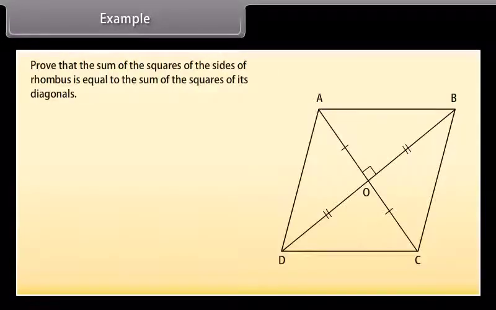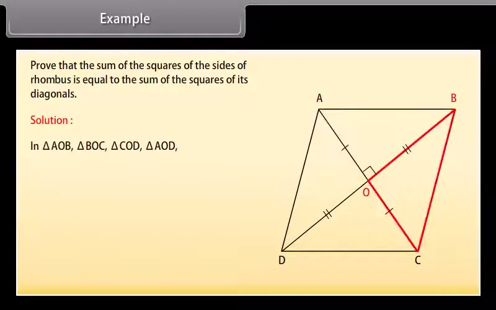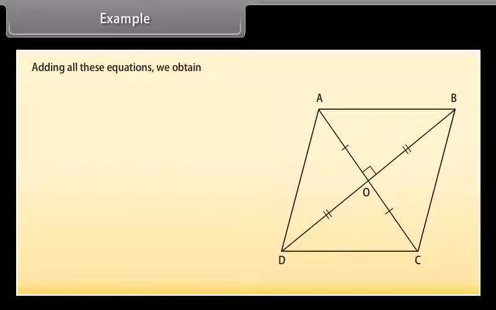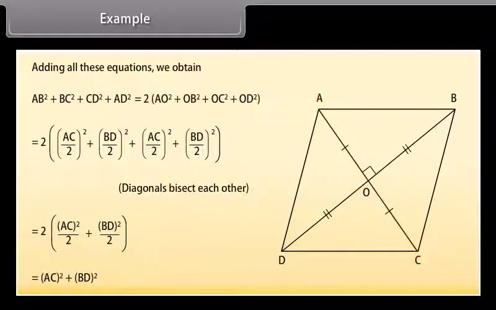Example. Prove that the sum of the squares of the sides of a rhombus is equal to the sum of the squares of its diagonals. Solution. In triangle AOB, triangle BOC, triangle COD, and triangle AOD, applying Pythagoras' theorem, we obtain these values. By adding all these equations, we obtain AB square plus BC square plus CD square plus AD square equals AC square plus BD square.